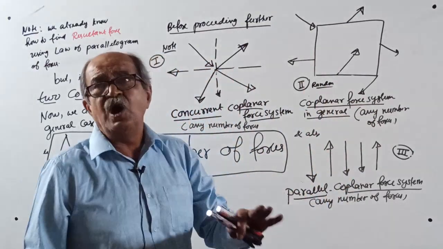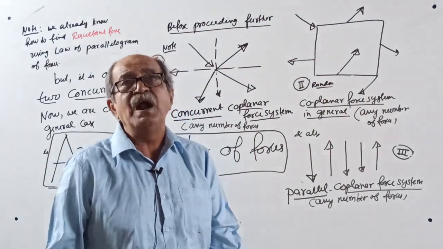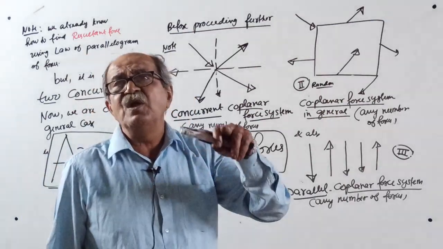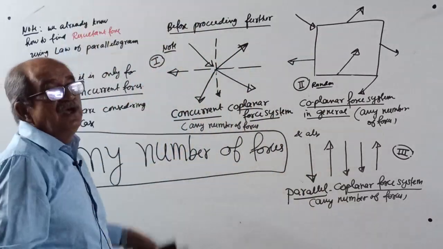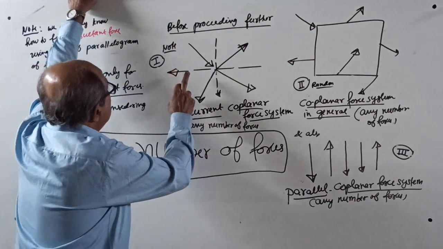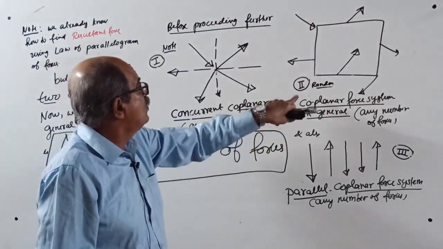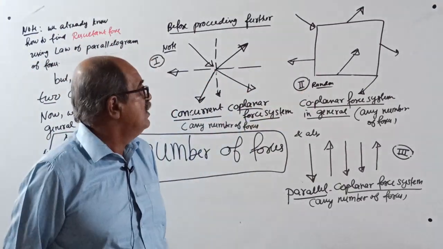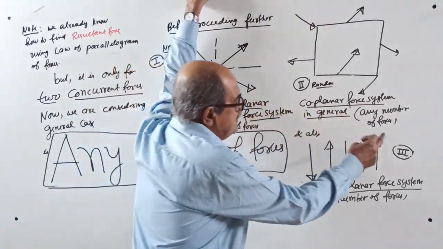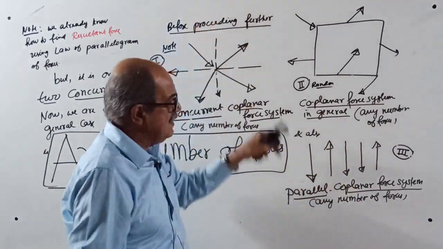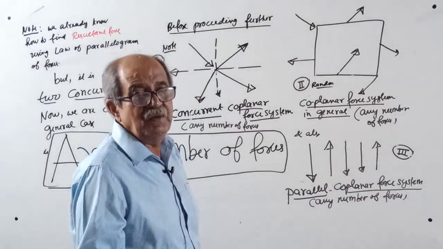Now, when I start solving, systematically I will write Roman numbers. I won't write part 1, part 2, because part 1 is what I am giving for the main heading. Roman 1 means resultant for concurrent coplanar force system, any number of forces. Roman 2 means resultant for coplanar force system in general, any number of forces. I will write at that time. Roman 3 is resultant for parallel coplanar force system, any number of forces. Okay, now I will start one by one.